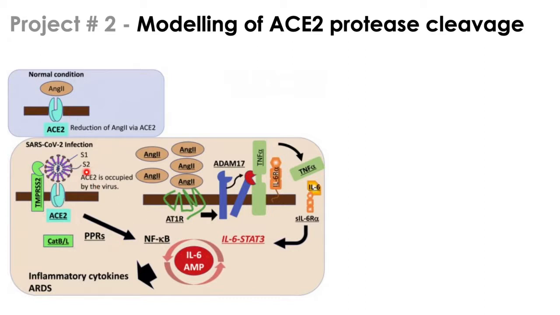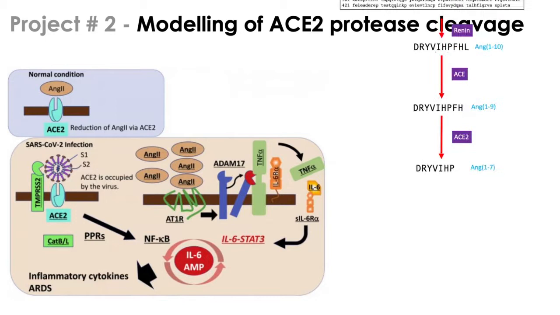If ACE2 is binding the coronavirus, see here, this is messing it up, so it can't bind to angiotensin, and now angiotensin 2 builds up and causes a lot of other problems, and eventually you're going to get inflammatory cytokines. And in some cases, you get really, really bad cytokine storms.